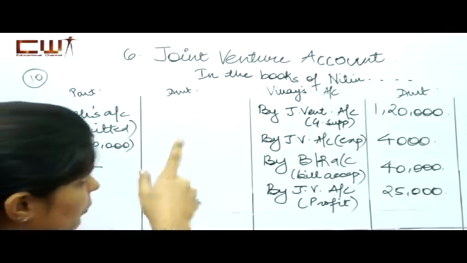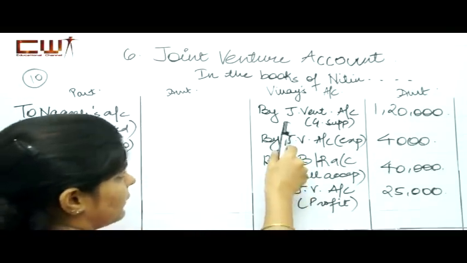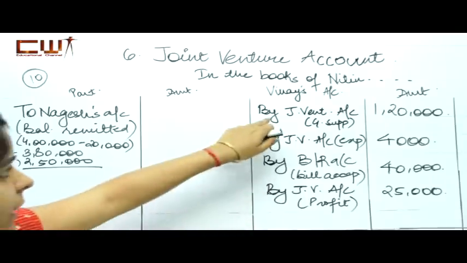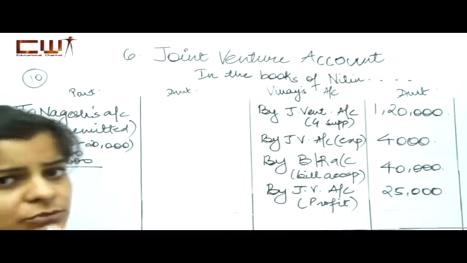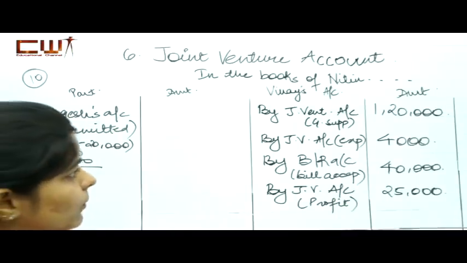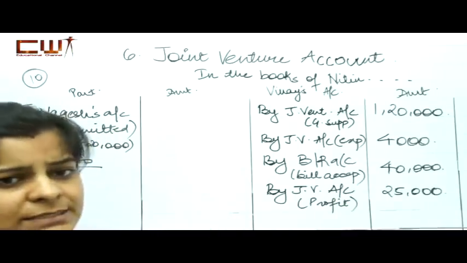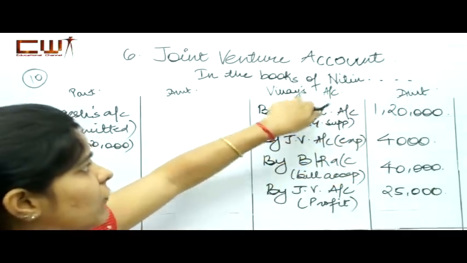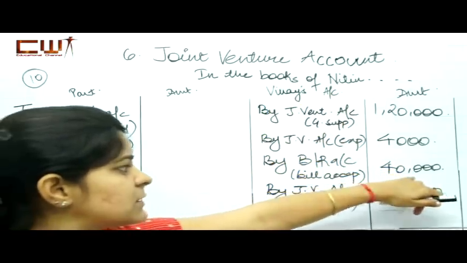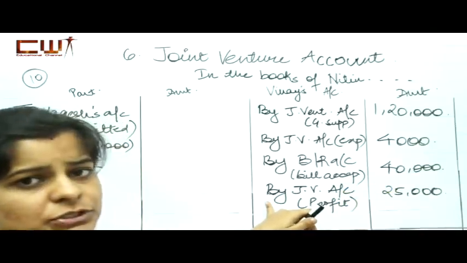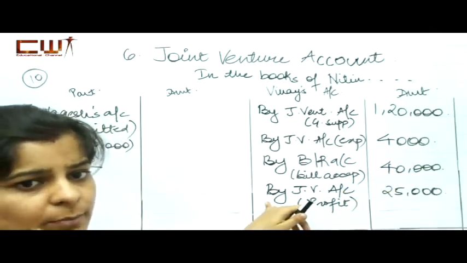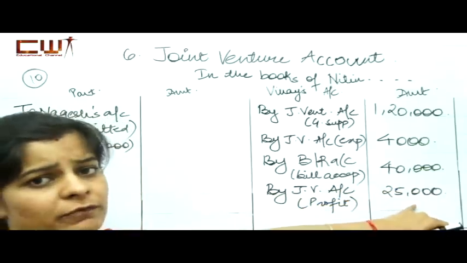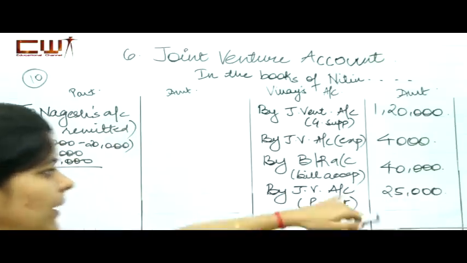We are preparing Vinay's account in the books of Nitin. See, there you did the entry joint venture account to goods supplied or to Vinay's account. So here you will write by joint venture, right? 1,20,000. There you wrote joint venture account to Vinay's account, in the bracket you write expenses. So by joint venture account expenses, because we are preparing Vinay's account. Then the same with the bills receivable, 40,000. Then the profit share: the entry was joint venture account debit to Vinay's account, that is profit on joint venture, 25,000. So you will write by joint venture. Joint venture was debited there, so you will write here by joint venture.